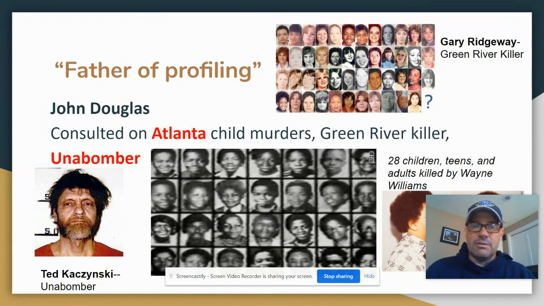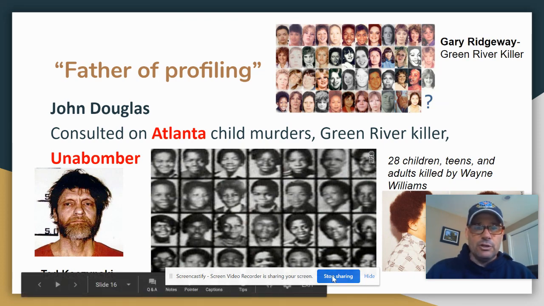There are some of the really major ones you see up at the top: Gary Ridgway, the Green River Killer, and all the women that he murdered. And then Ted Kaczynski, the Unabomber. Wayne Williams killed 28 children, teens, and adults in Atlanta. Douglas ended up profiling, and he helped lead to the capture of these people. So this begins profiling with the FBI. All right, great. That's the first part of the lesson, and there's a little short quiz for you.